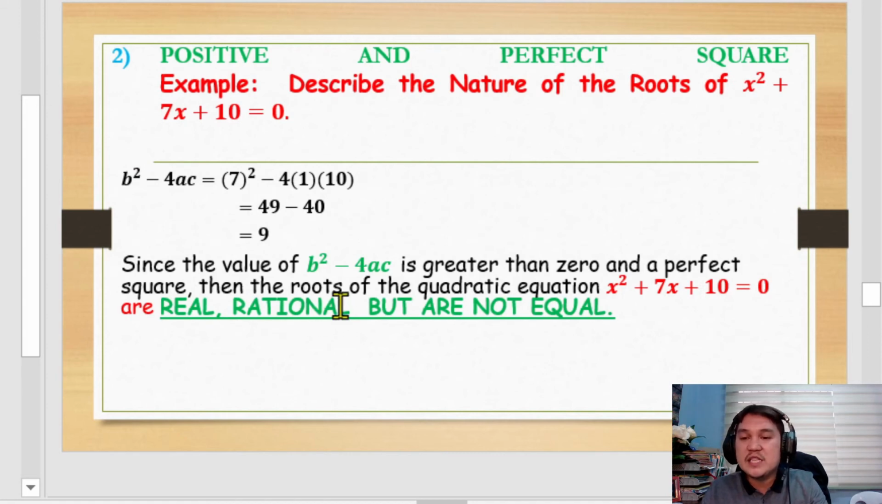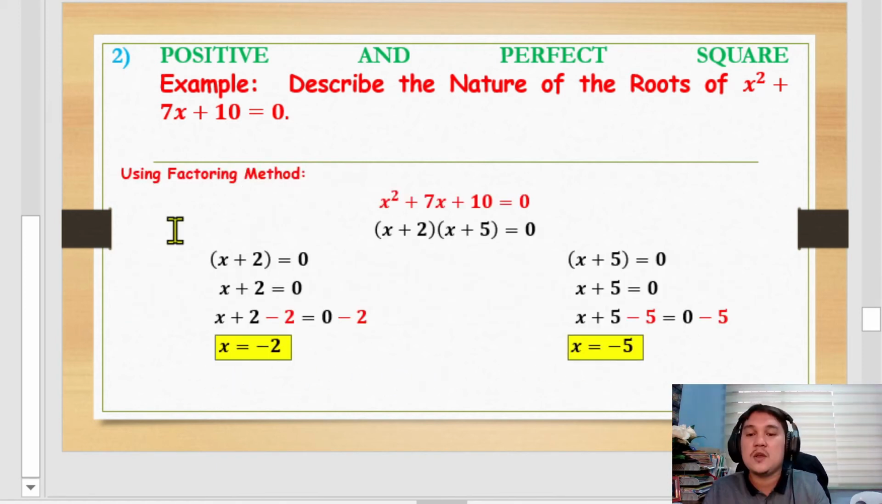Since the value of b squared minus 4ac is greater than 0 and a perfect square, then the roots of the quadratic equation x squared plus 7x plus 10 is equal to 0 are real, rational, but are not equal. Using the factoring method, we are going to look for the roots of the given quadratic equation. x squared plus 7x plus 10 is equal to 0.